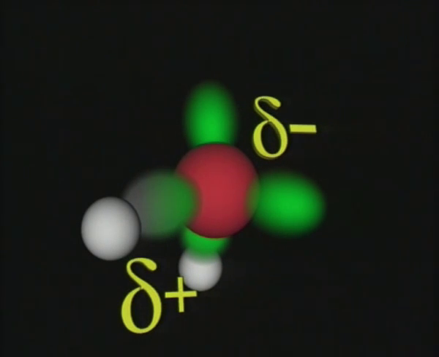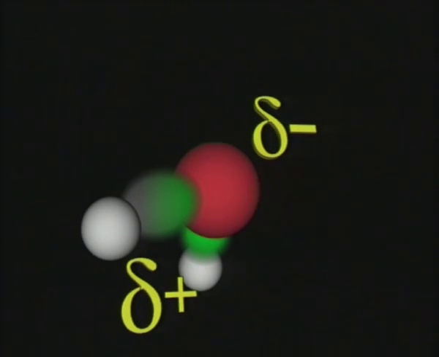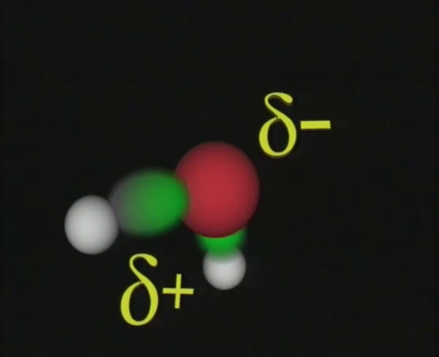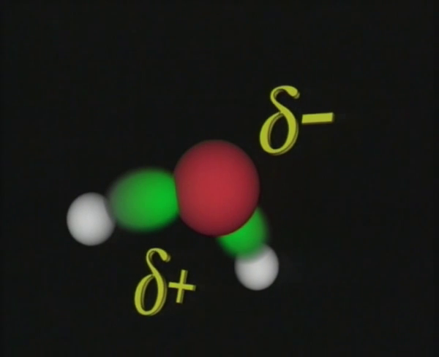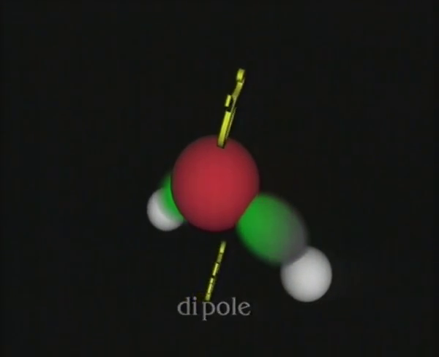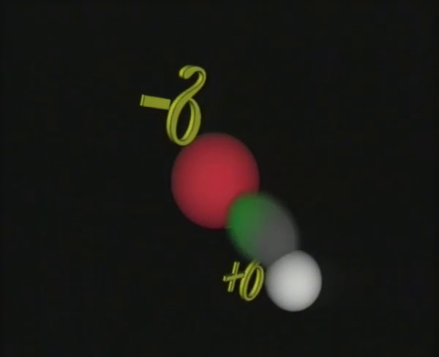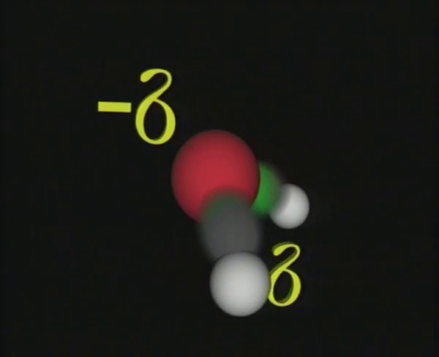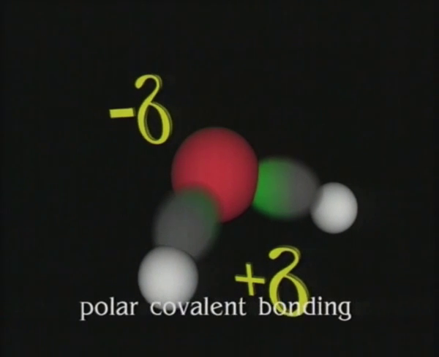The small charges are called delta plus and delta minus. Since the charges are equal and opposite, the molecule remains electrically neutral. Any object that has positive and negative parts within it but carries no overall charge is called a dipole. So water molecules are incredibly small dipoles, and covalent bonding that creates a dipole is called polar covalent bonding.